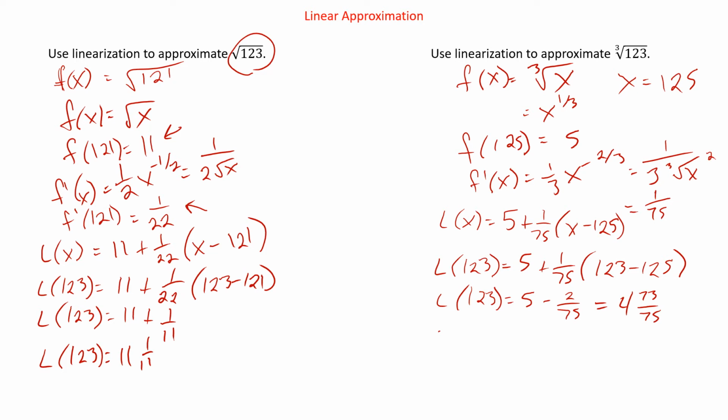we'd get 4.973333333333, repeating, and the cube root of 123 is 4.9731. So again, we're off by like 0.000, like 1 something. So a linear approximation, close.